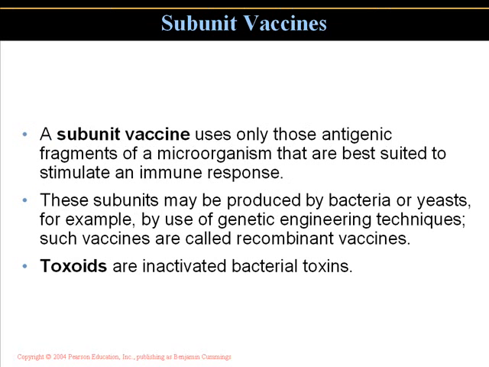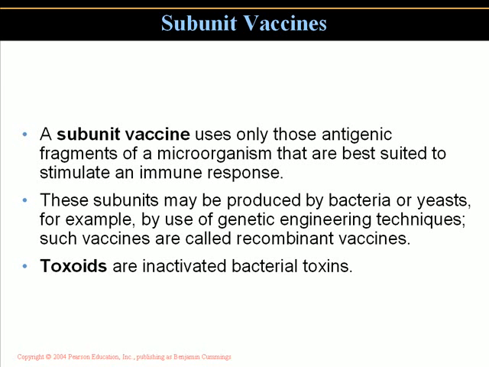These subunits may be produced by bacteria or yeast, for example, using genetic engineering techniques. Such vaccines are called recombinant vaccines, and we talked about this earlier in the semester. Now, toxoids are inactivated bacterial toxins.